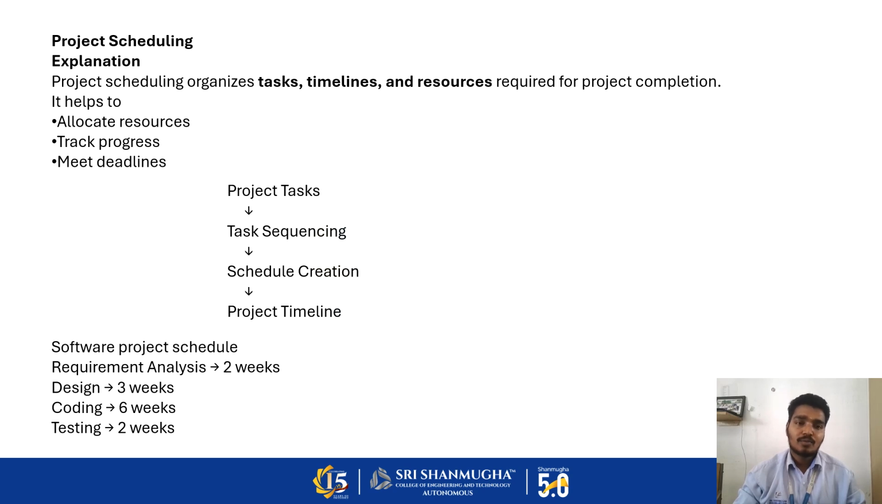So next we look at project scheduling. So what is project scheduling? The project schedule defines the tasks, the timelines, and the resources required for project completion. It helps allocate resources, track progress, and meet deadlines. So project tasks involve task sequencing, schedule creation, and the project timeline. For example, the requirement list takes 2 weeks, the design takes 3 weeks, the coding takes 6 weeks, and testing also 2 weeks. So that is called project scheduling.